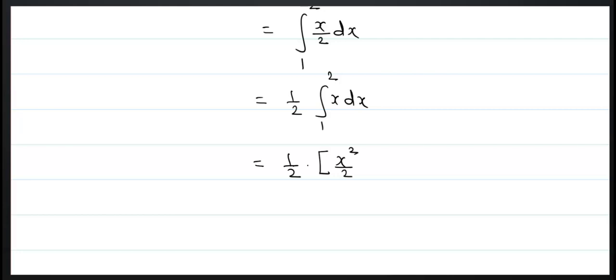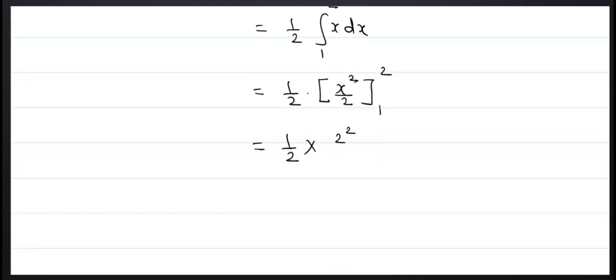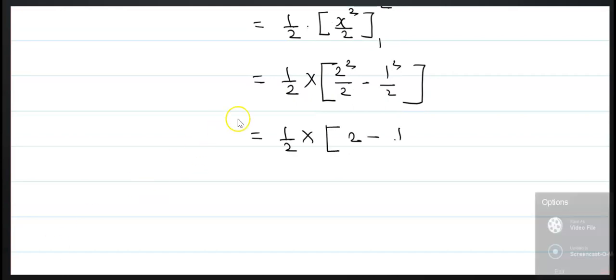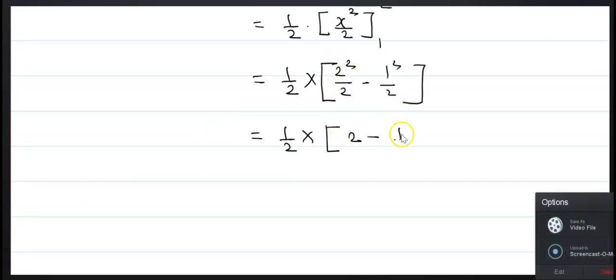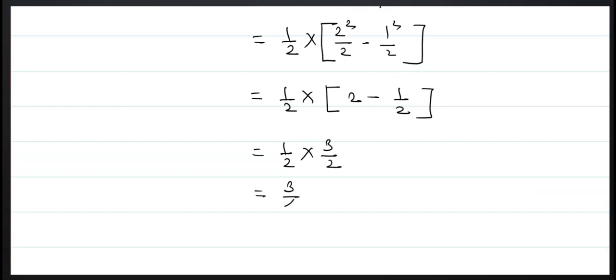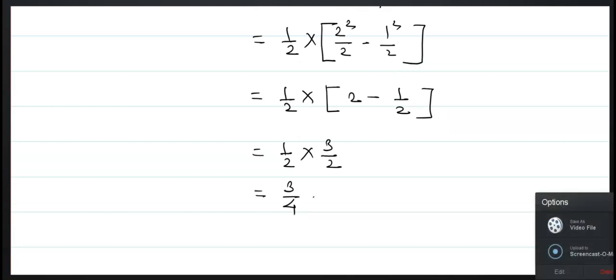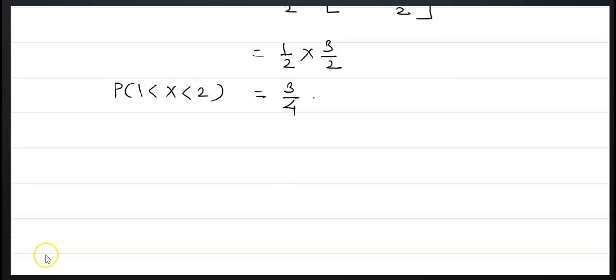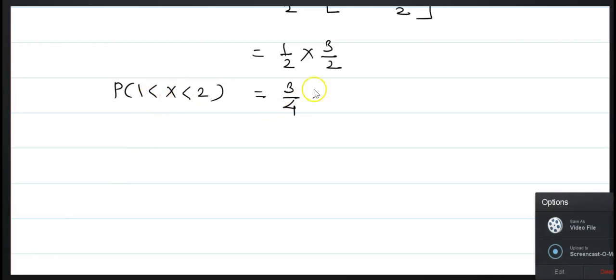The integral from 1 to 2 of x upon 2 dx, that is 1 upon 2 times the integral from 1 to 2 of x dx. That is x square upon 2, from 1 to 2. Substitute the value: 2 square upon 2 minus 1 square upon 2. That is 1 upon 2 into (4 minus 1) upon 2, that is 1 upon 2 into 3 by 2, which equals 3 by 4. Hence, the probability where x lies between 1 to 2 is equal to 3 by 4.